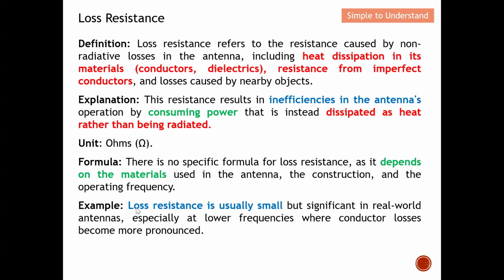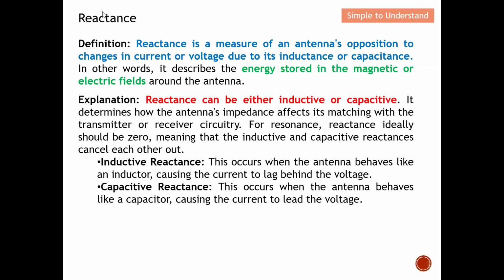One example: loss resistance is typically very, very small, but it can be quite significant in real-world antennas, especially at lower frequency, where conductor loss becomes more severe. Let's move on to the reactance. Basically, this will be the last impedance.